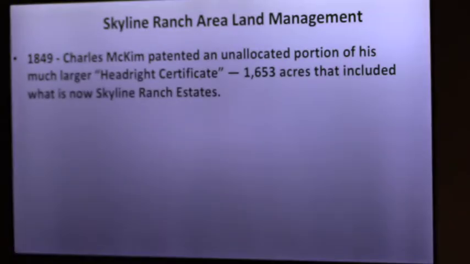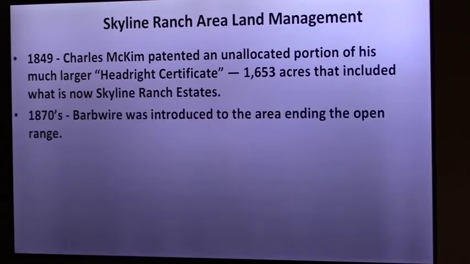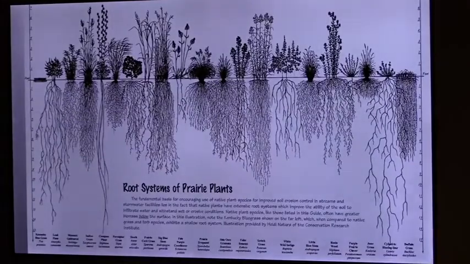So what happened in Skyline Ranch? In 1849, Charles McKim managed to patent it, and he got 1,653 acres that included that Skyline Ranch. Barbed wire was introduced to the area in 1870. That was really bad news for the grasses, because now you could keep the cows eating it till it got to the dirt. And the Gay family showed up in 1882 and bought 6,000 acres, which included Skyline Ranch, and they introduced sheep. And we all know what happens.